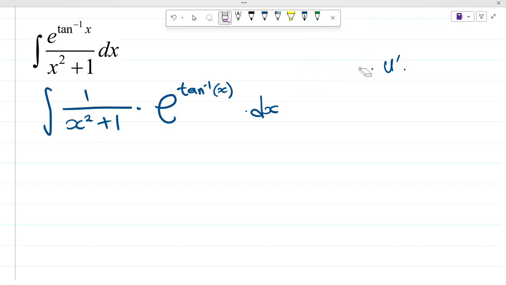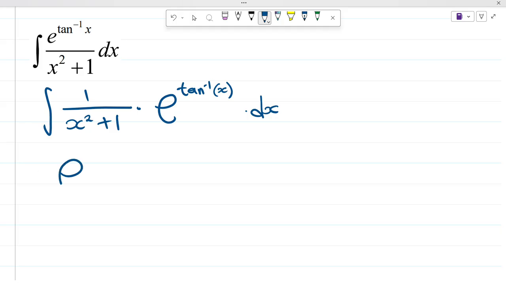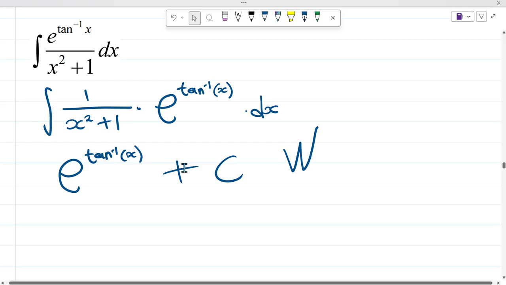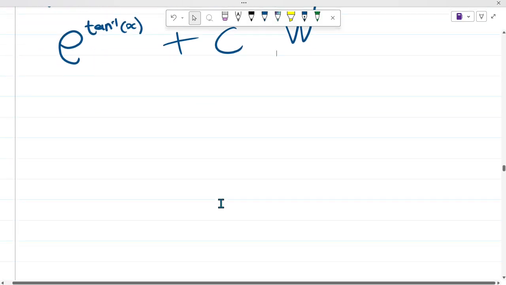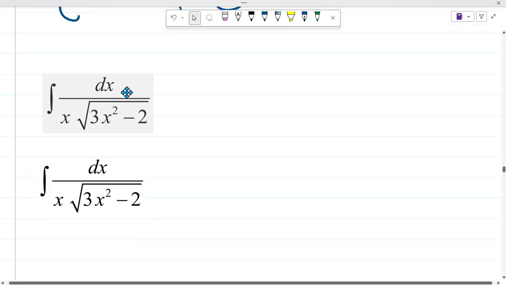So let's just erase this, because I was just trying to remind you. We can see that we have this exponential function, and the derivative of this exponent, tan inverse of x, is the same as 1 divided by x squared plus 1. So we can just conclude that the answer for this whole integral is what? It's e to the power tan inverse of x, and then plus c. Ta-da! You have your answer. So I hope you are getting these things as well. They are very easy peasy.